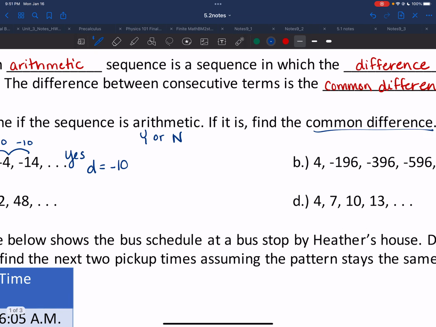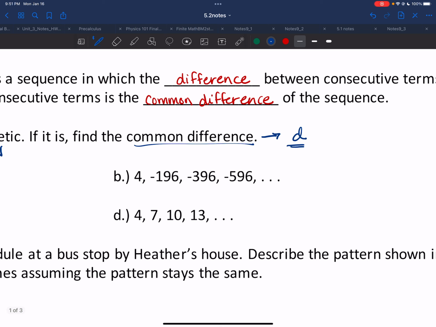Okay, let's do another one here. So 4 to negative 196, the difference there. Go ahead and pause this video for a moment and see if you can figure this out. Okay, let's get back to it. So 4 to negative 196 is minus 200. To get from negative 196 to negative 396, also negative 200. To get from negative 396 to negative 596, also negative 200. So yes, this is arithmetic, and D is equal to minus 200.